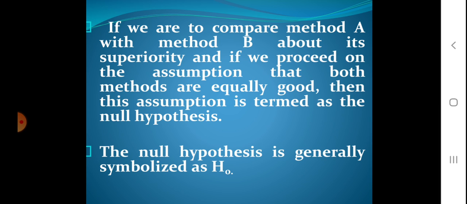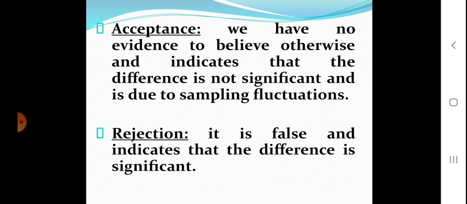Generally, the null hypothesis is denoted or symbolized as H0. Sometimes it is also called HO. Okay, H0. When do we accept this null hypothesis and when do we reject it? Acceptance or rejection decision.